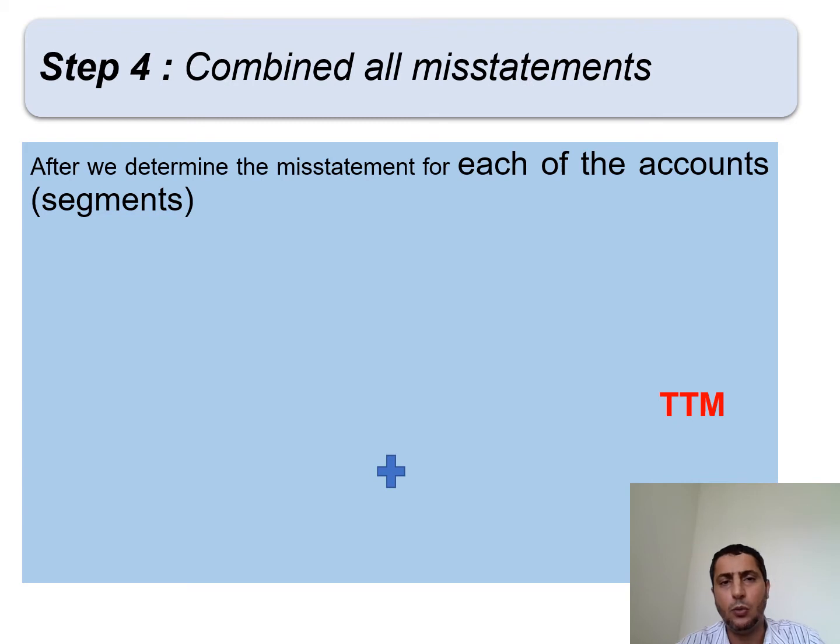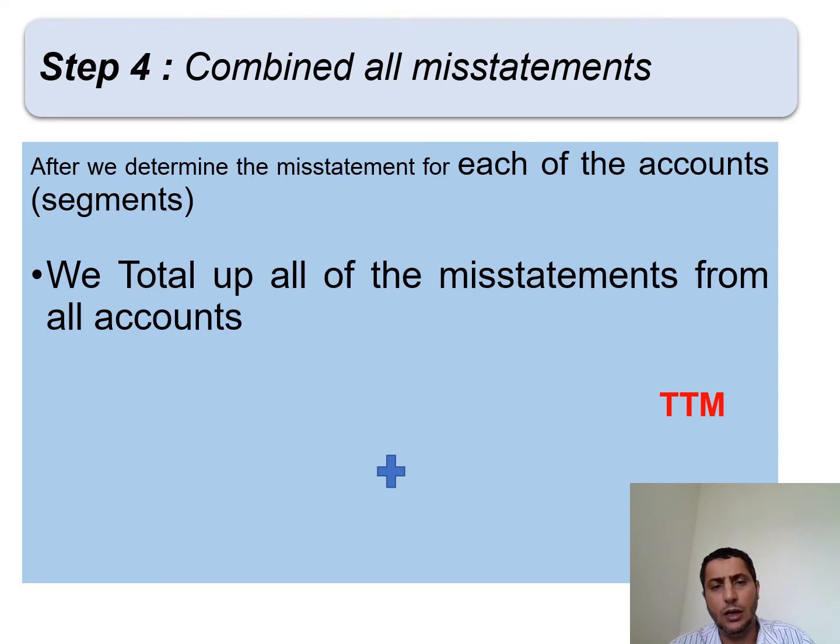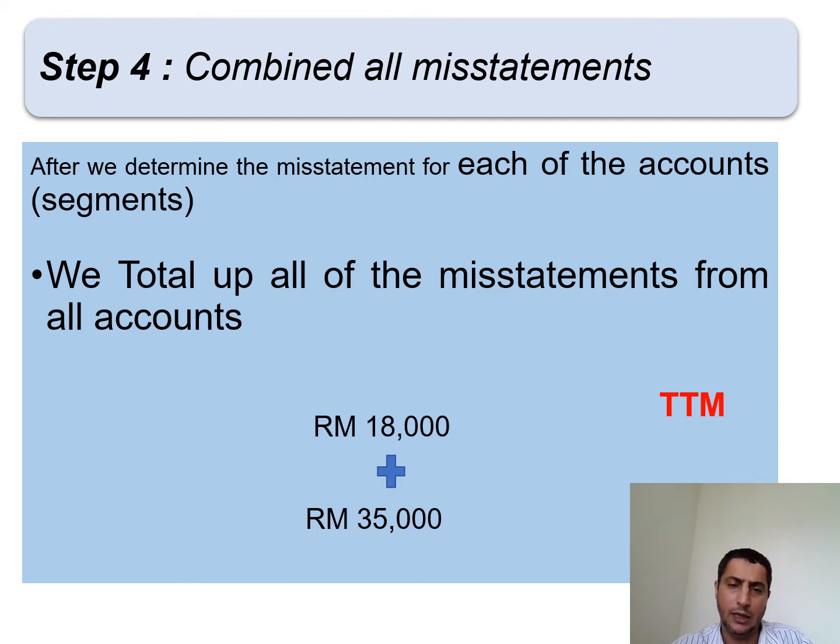In step 4, we will combine all the misstatements that we found at the level of the account segment. So we will total up all of that misstatement from all accounts. From our example, we have 18,000 and 35,000. This is equal to 53,000 total misstatement.